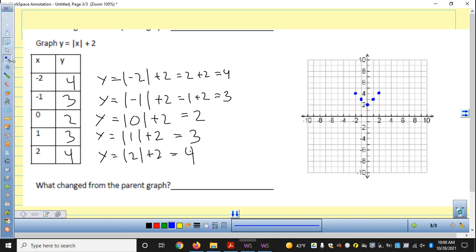And there's my nice V shape. I'm going to make a nice straight line through those, like so. There's my graph. V shape. Absolute value graph's always going to be a V shape.